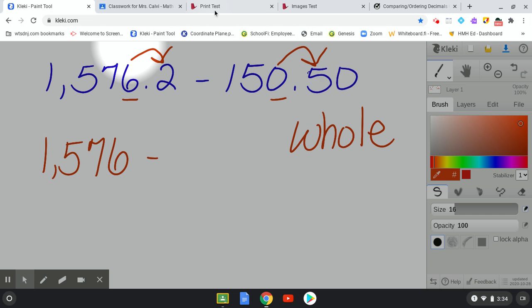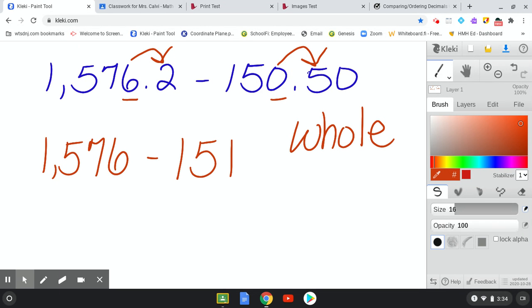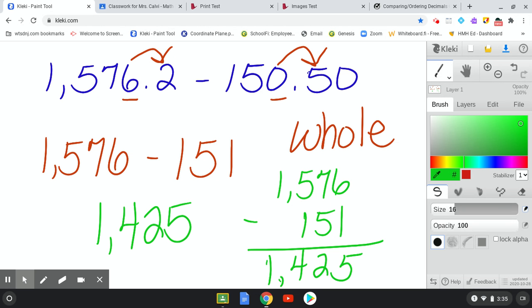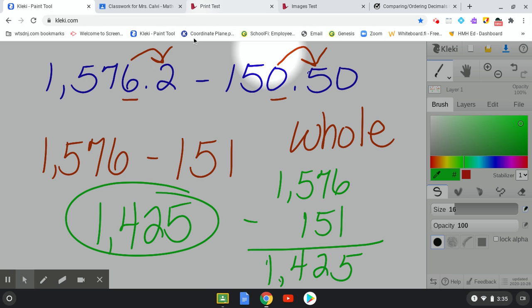Drop down my subtraction sign. Here, the 5 is telling me the 0 is going to become a 1. So it's going to stay as 151. Okay, so then I would go ahead and subtract these two. I would take 1,576 and I would subtract 151. So 6 minus 1 is 5. 7 minus 5 is 2. 5 minus 1 is 4. Bring down my 1. So my final answer would be 1,425. So don't forget, if it says round to the nearest whole number, you're underlining the ones place and rounding.